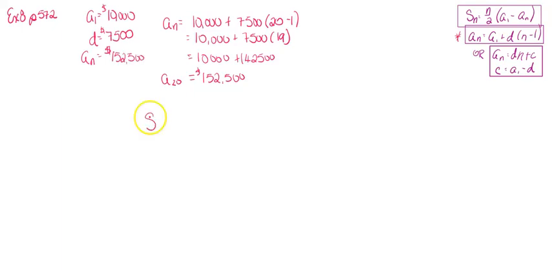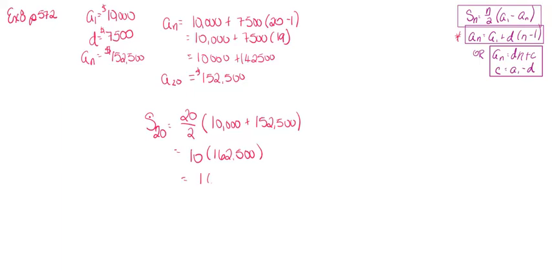So now I can use my sum formula. So S sub 20 equals, because we're doing 20 years, 20 divided by 2 times the first year, 10,000, plus the 20th year, which was 152,500. It's a huge difference, but there's a lot of years in there. So that equals 10 times 162,500. So when we multiply that together, we get $1,625,000 is how much his business made over 20 years in sales.